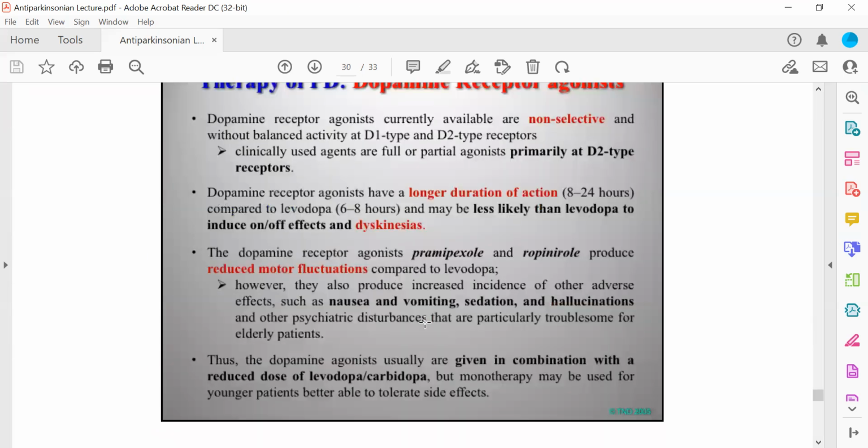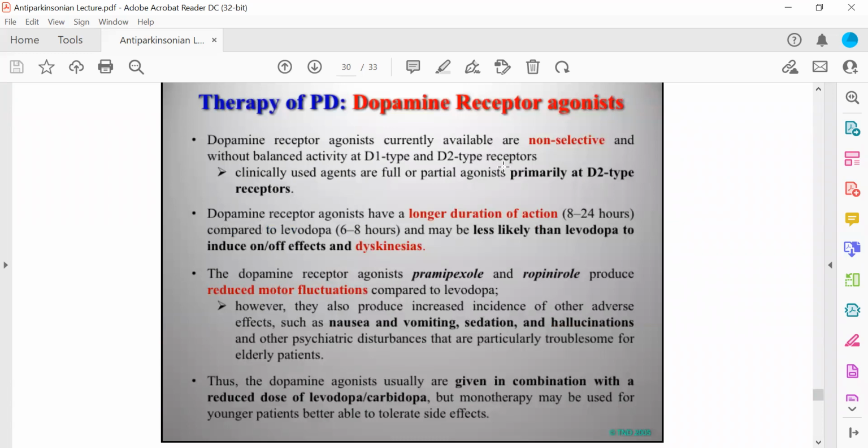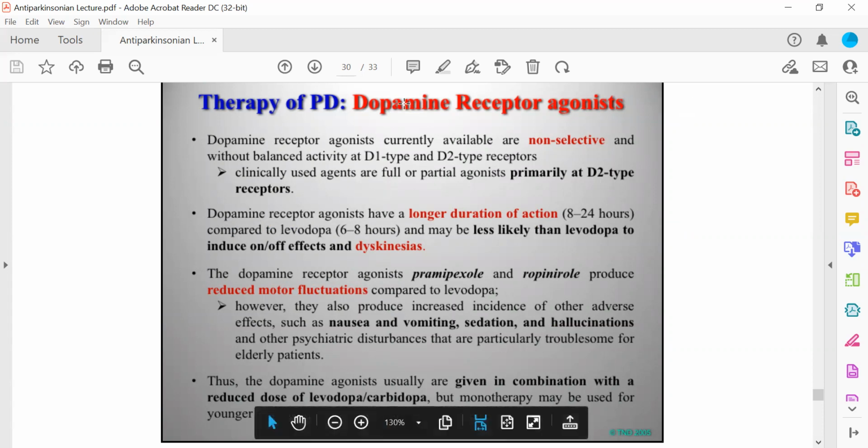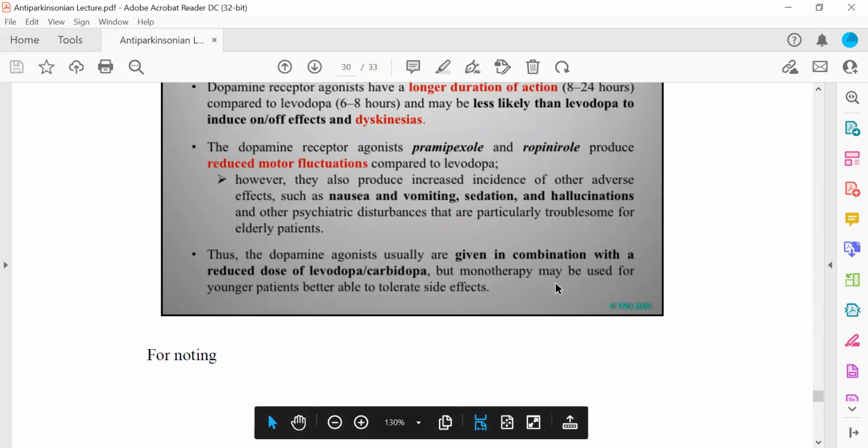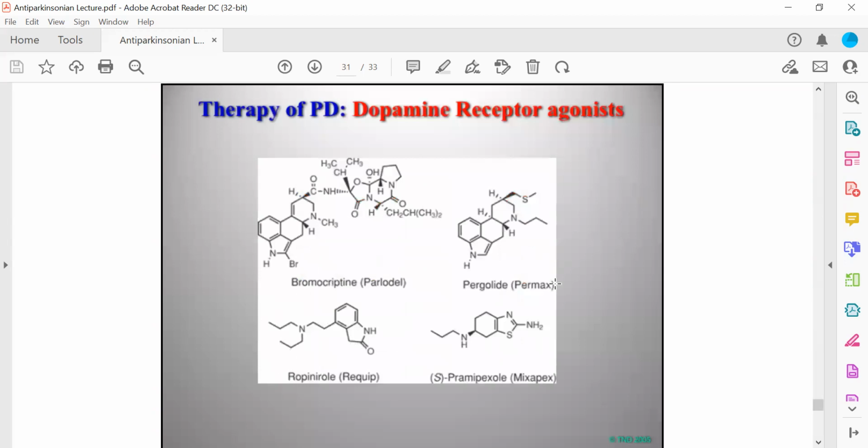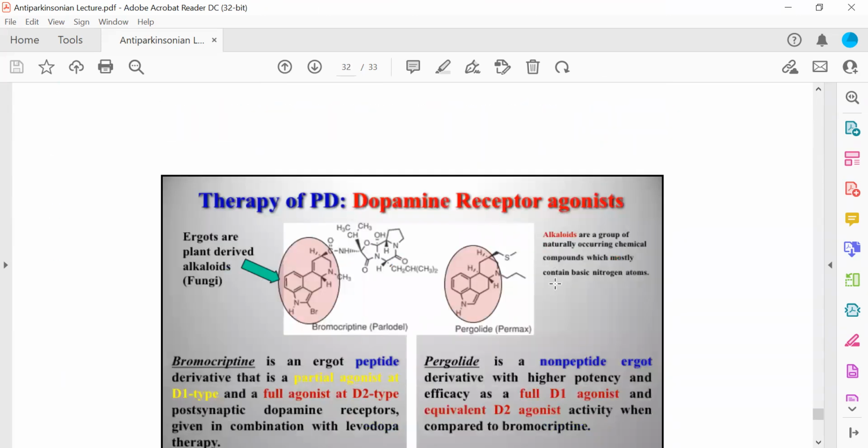In therapy, we also get dopamine receptor agonists. It's primarily dopamine D2 receptor agonists. You can take note of dopamine receptor agonist drugs like, for instance, pramipexole and ropinirole. This is just for noting. Here I've shown you some of the structures. It's not necessary to memorize the structures. This is just an example of certain dopamine receptor agonists that are used in combination with levodopa and carbidopa and so on to effectively treat Parkinson's disease.